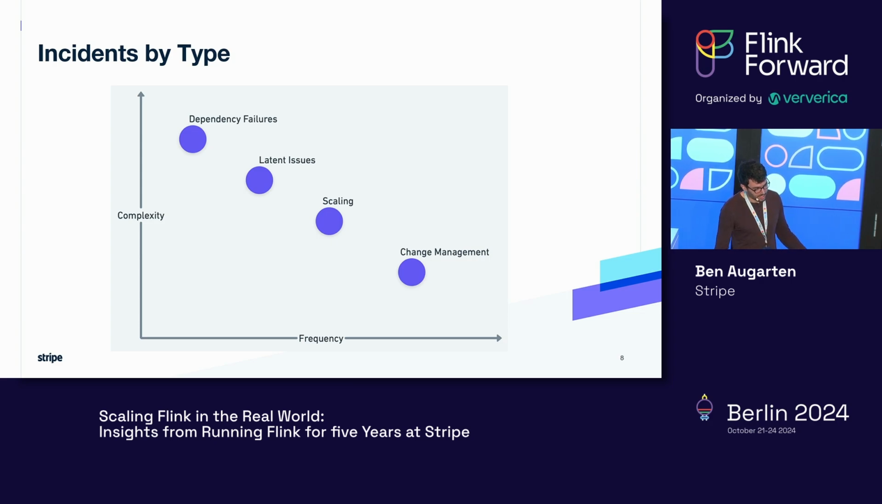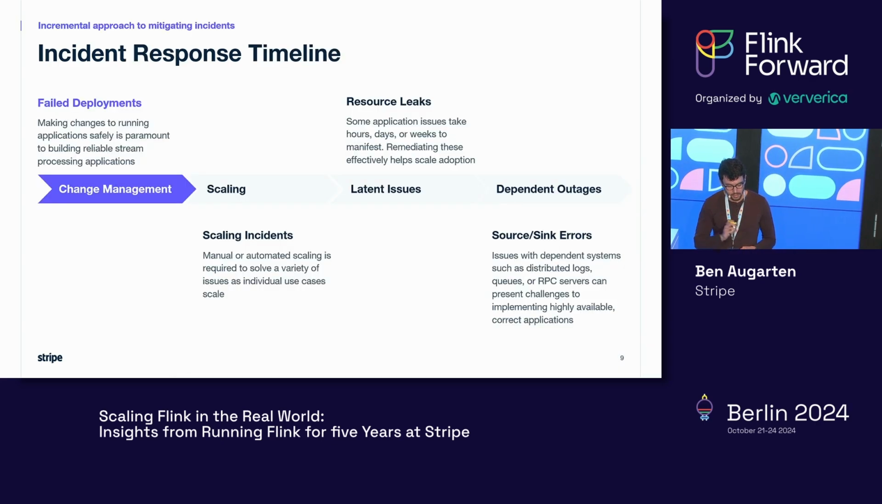So we took a step back and broadly categorized incidents in these 4 categories. And we thought about them in terms of the complexity to resolve the incident versus how frequently we actually see this in production. We're going to start from the right side and then move left. I'll be talking about the most frequent incidents, and then Pratyush will talk about the more complex ones. So, starting with change management.